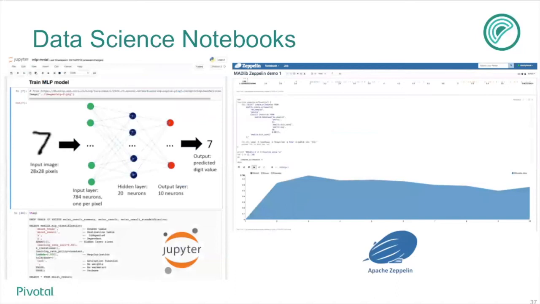So finally, on the data science productivity side, Greenplum supports the two most popular data science notebooks. On the left is Jupyter notebooks, and on the right is Apache Zeppelin. So you can develop your data science models with these two notebooks in SQL, Python, and a mix of languages using very large data sets living on Greenplum.